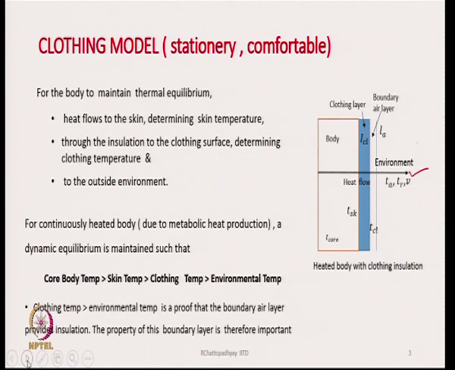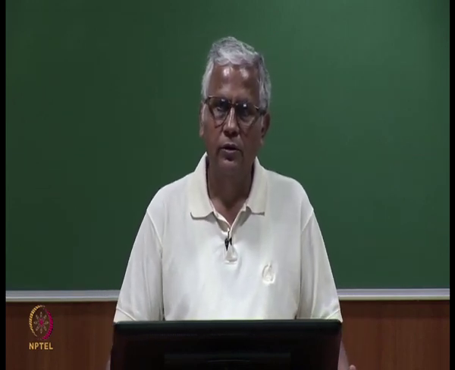So, for a continuously heated body, like the human body is continuously heated due to metabolic heat production, a dynamic equilibrium is maintained such that core body temperature will be greater than skin temperature, which will in turn be greater than the clothing temperature, which is in turn going to be more than environmental temperature. So, in this case we are assuming that the environmental temperature is less than the temperature of the body core or the skin.